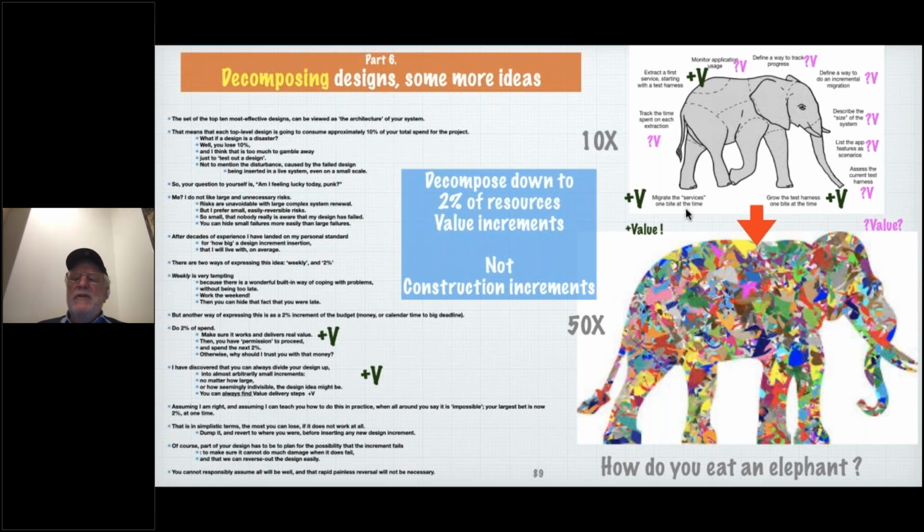You all know the wonderful, lovely little story of how do you eat an elephant? And the answer is one bite at a time. So here we have an elephant I picked off the web. It actually was an elephant for components of an IT system.